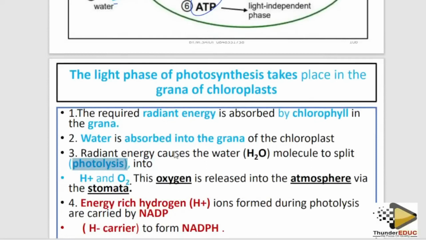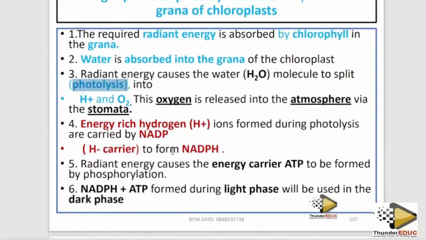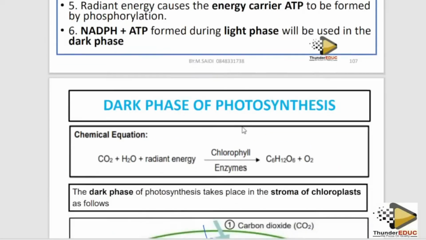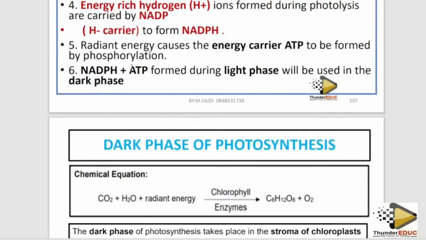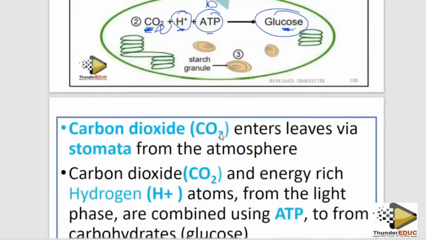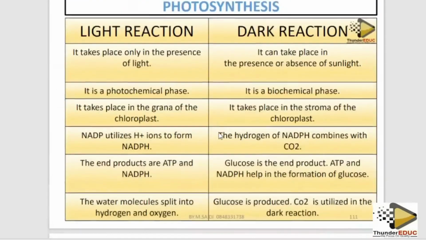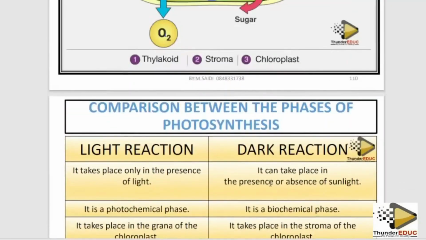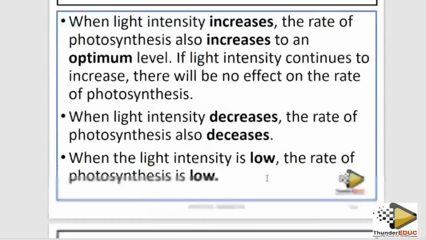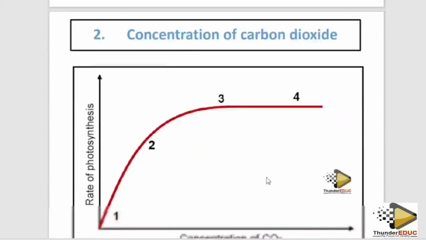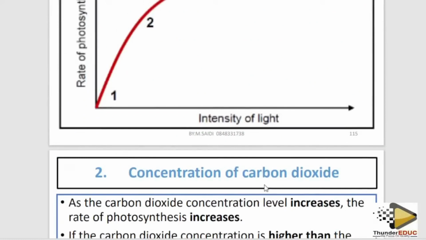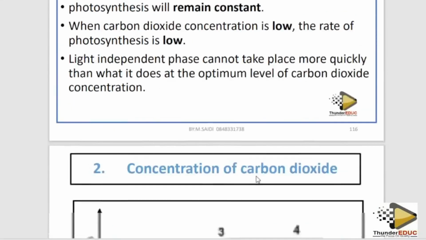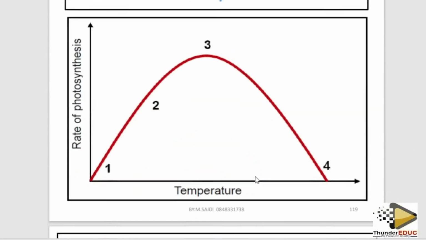We also bring another terminology. Radiant energy causes the water molecule to split. Photolysis. You can also bring another terminology there. Yes, ATP can also be another terminology. So make sure that you know the difference between light phase and independent dark phase. These graphs, limiting factor is also another terminology we can bring. So make sure that also you know it.